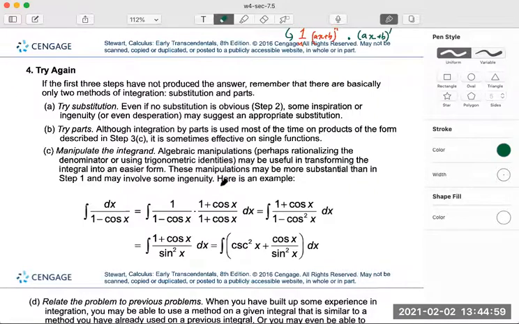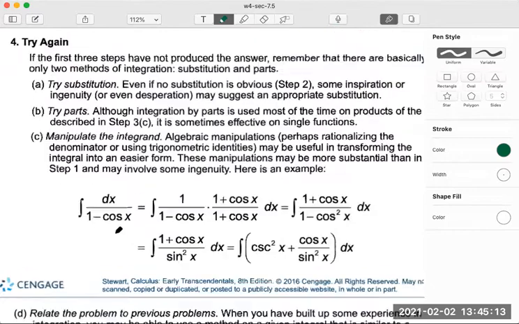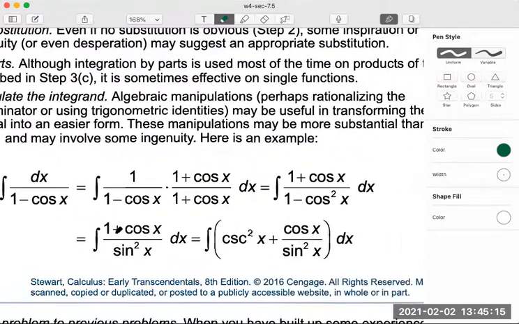Sometimes we need to do strict substitution, and sometimes it is really hard. We need to manipulate the integrand, for example, the integral of 1 over 1 minus cosine x. We don't see any formula like this. And here, the denominator is a subtraction, so it's a lot harder.